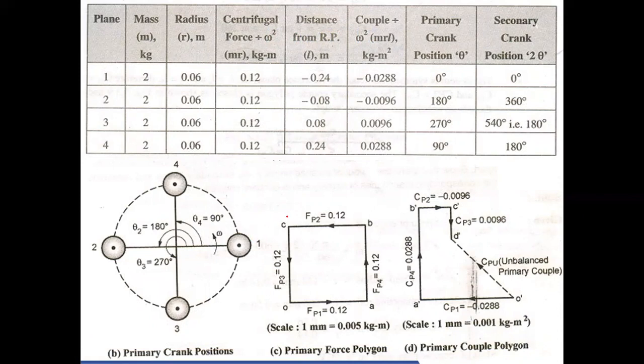Now, if you want to draw, here all the values are known. For the centrifugal force polygon, these are the values you have to take. For the couple polygon, these are the values you have to take. We are interested in finding the unbalance, and all the data are known. So no problem, you can start with the couple polygon or the force polygon, whichever you like. First, we are starting with the force polygon.